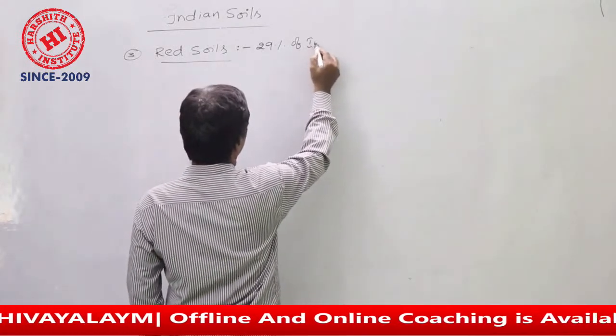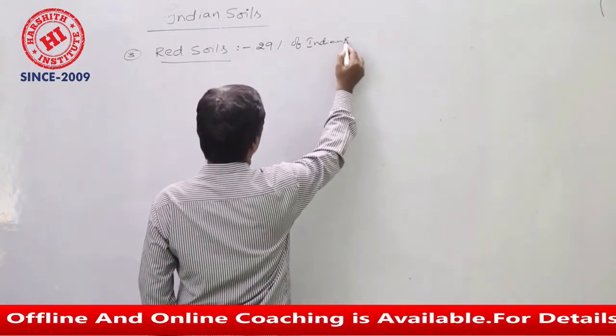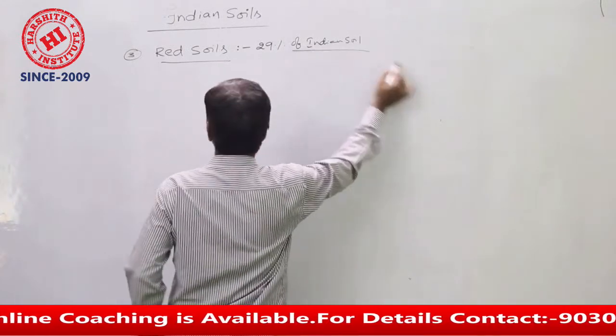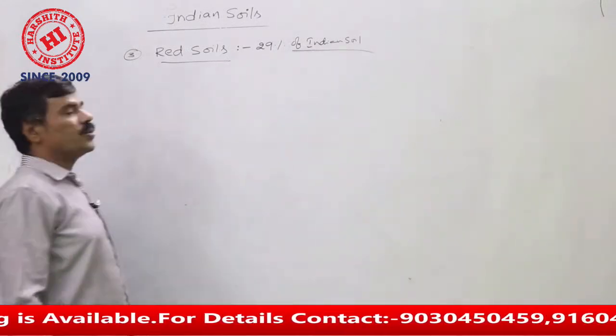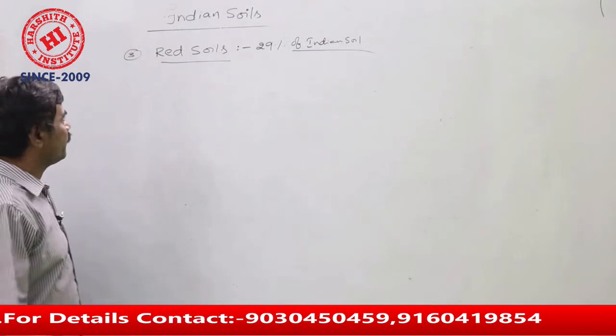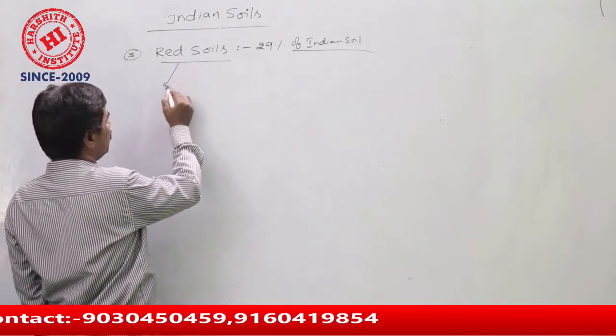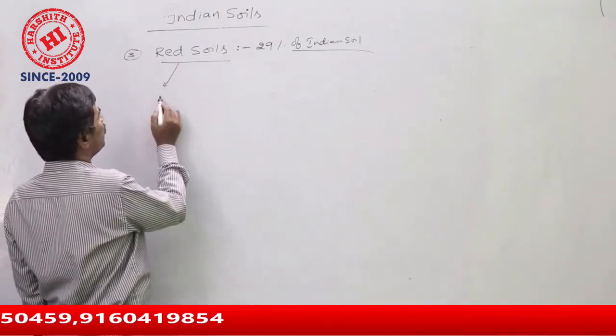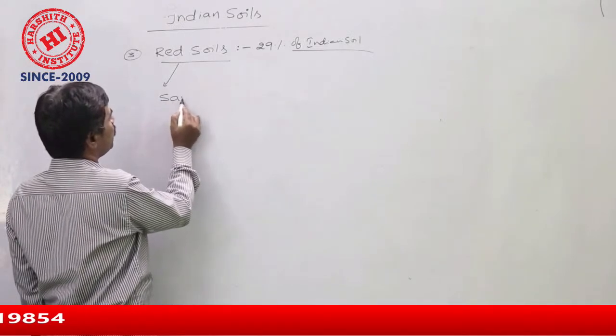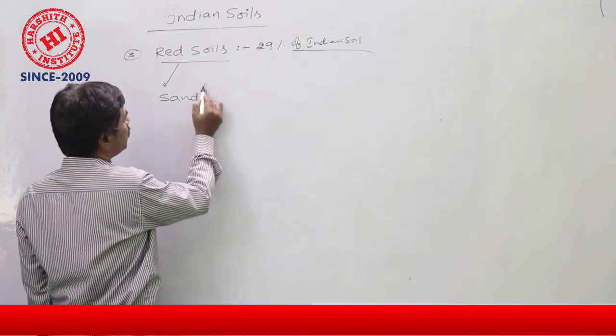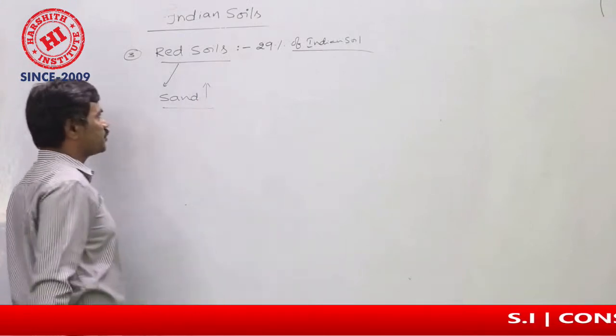These soils occupy 29% of the total Indian soils. So how much percent are the red soils? 29% of the total. These red soils have a maximum percentage of sand. It will be more sand.